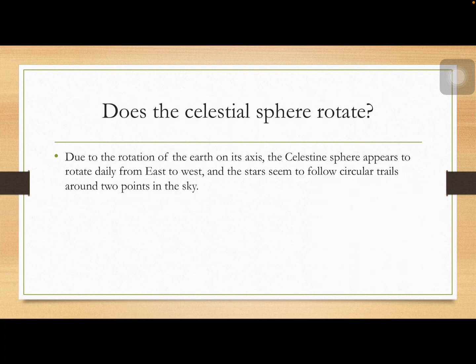Does the celestial sphere rotate? Due to the rotation of the Earth on its axis, the celestial sphere appears to rotate daily from east to west, and the stars seem to follow circular trails around 2 points in the sky.